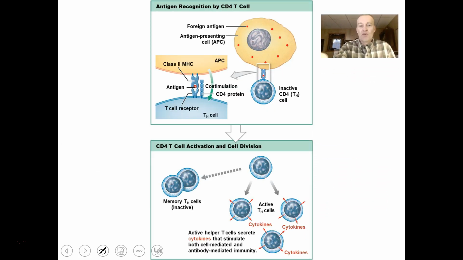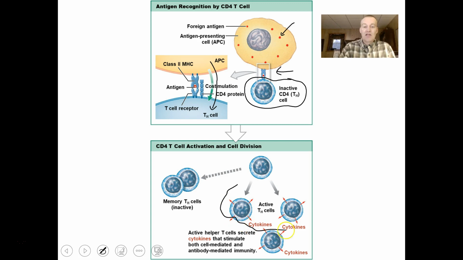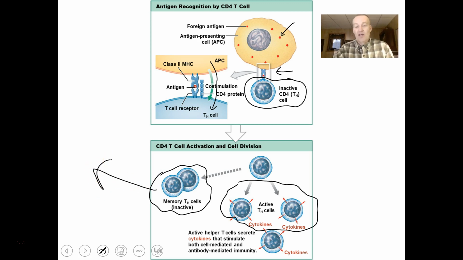So here we have the foreign agent inside of the antigen presenting cell. It's being presented to an inactive helper T cell. When that helper T cell joins with the antigen presenting cell, there will be a stimulation of that helper T cell. That helper T cell will become activated. It will clonally expand itself, go through cell division. It will produce inactive memory cells that will go and reside in different places in the human body, waiting to be presented by that antigen again.